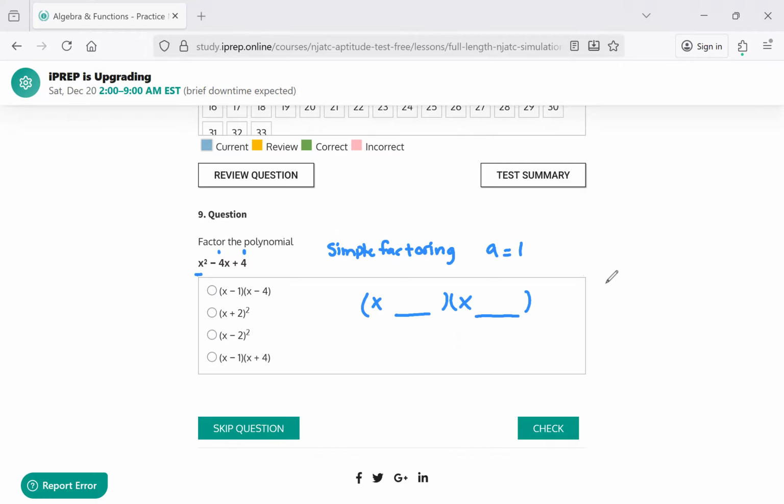So I think there's only one choice. It would be negative 2 and negative 2, right? Because what is negative 2 times negative 2? Positive 4, right? We want positive. And then what is negative 2 plus negative 2? Negative 4. Okay, so we're going to put a minus 2 here and a minus 2 there. Now, you don't see our answers because we have a repeat, so you can rewrite this as x minus 2 squared. So this one.